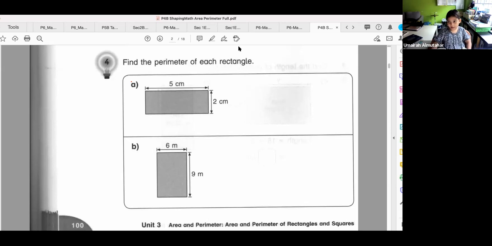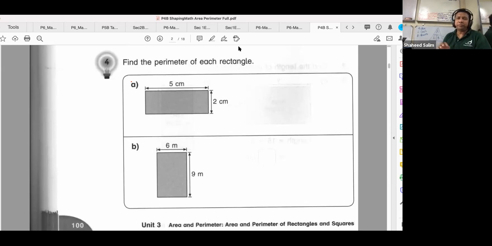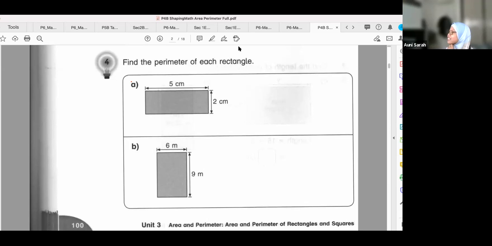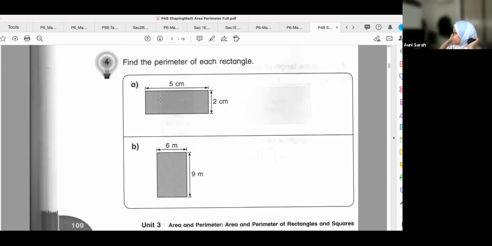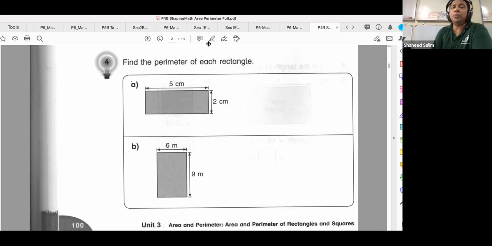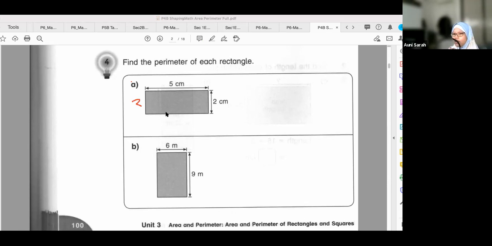You blame me. Okay, come, perimeter. This is considered very easy. So this is quite boring, right? We are going to go to more interesting stuff. Perimeter means you add. 5 plus 2. Don't be embarrassed. Come. You add all the sides together. Perimeter is the outside.